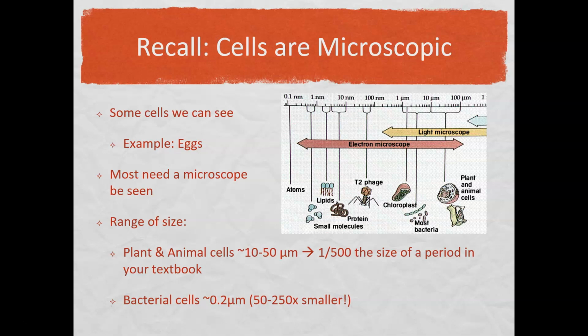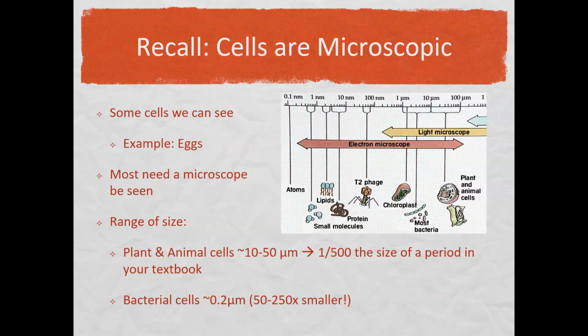But that being said, if you want to see any sort of actual structure, the microscope's going to come into play. And that's the case for the vast majority of cells. All right, although we can see that little dot, it really doesn't mean much. And most cells are much smaller than that. In fact, your average plant or animal cell is somewhere between 10 to 50 micrometers, which, if you need some sort of context for that, is about 1/500th the size of an average period in your textbook.